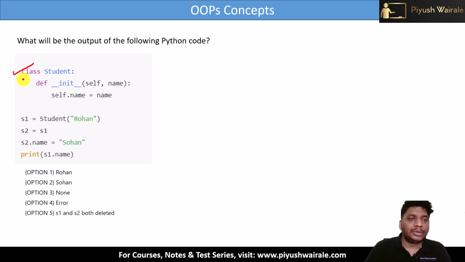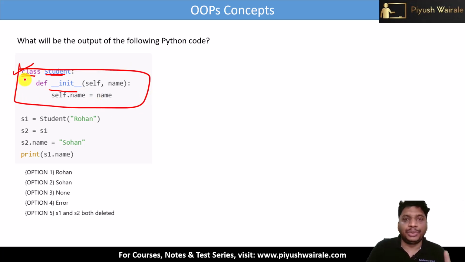Here you can see we have created one class, that is basically Student, and then we have defined a constructor. You can see __init__ is basically a constructor. It will consist of self, then name, and here self.name equals name. I hope you are aware of the class and object concept. So here we have defined the class Student.